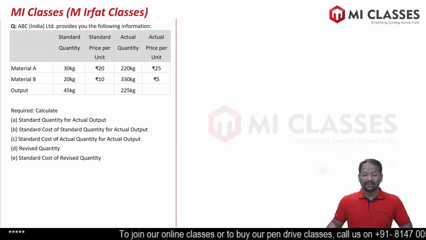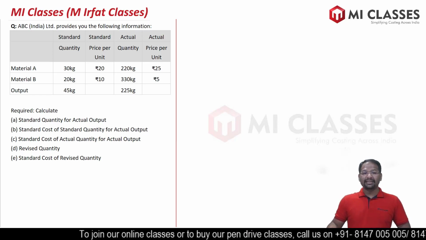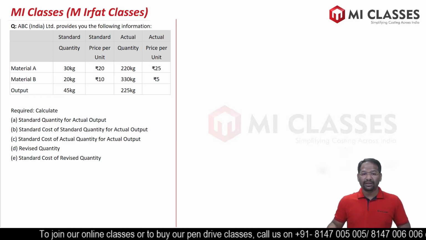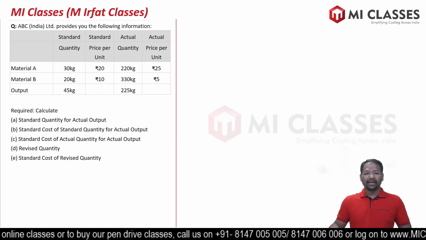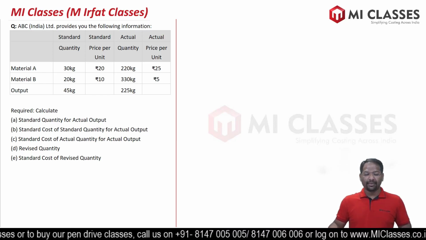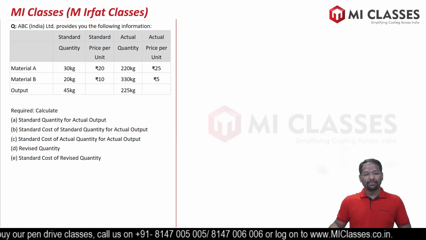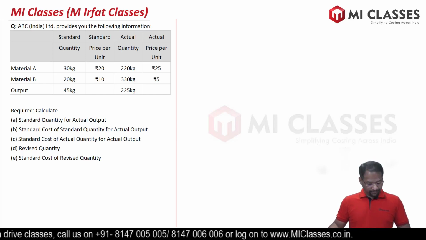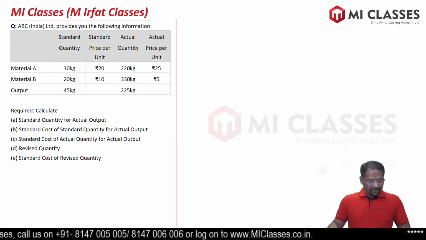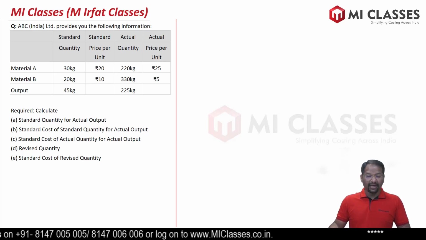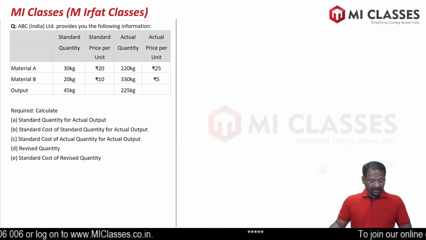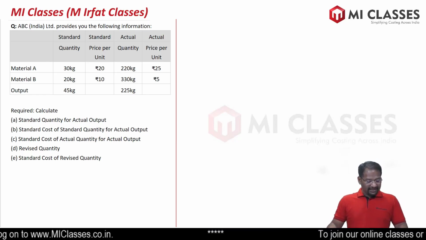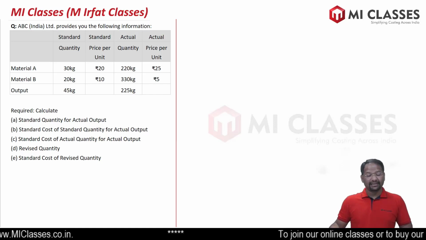Let's get started with the question. ABC India Limited provides you the following information. Standard quantity, standard price, actual quantity, actual price details are given. Further, it gives information about material A and material B, and is required to calculate standard quantity for actual output. Second one, standard cost of standard quantity for actual output. Likewise, point number C, D and E is required.